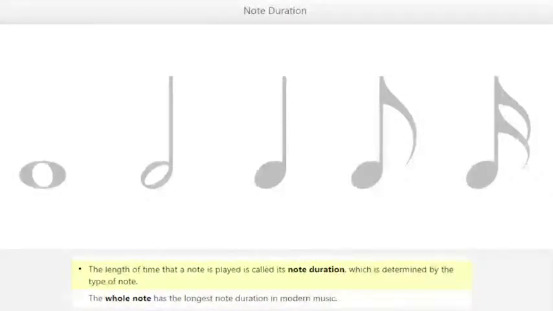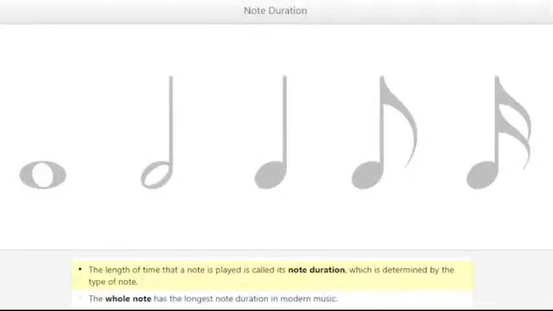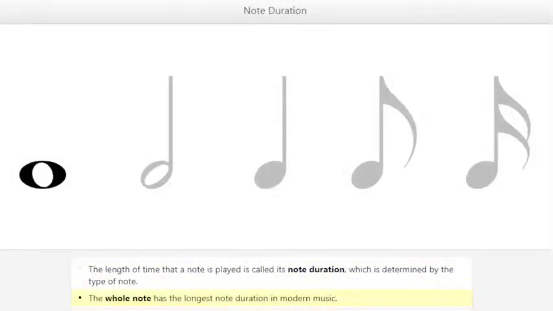But take note that you would always be seeing notes in your piece of music for you to be able to sight sing. Because what notes tell you is how long each note will be when you're singing it. For example, this first one is called the whole note, and it has the longest note duration in modern music.